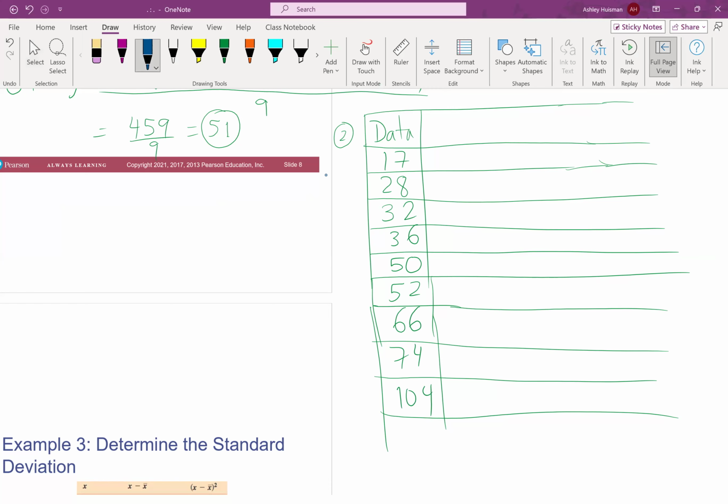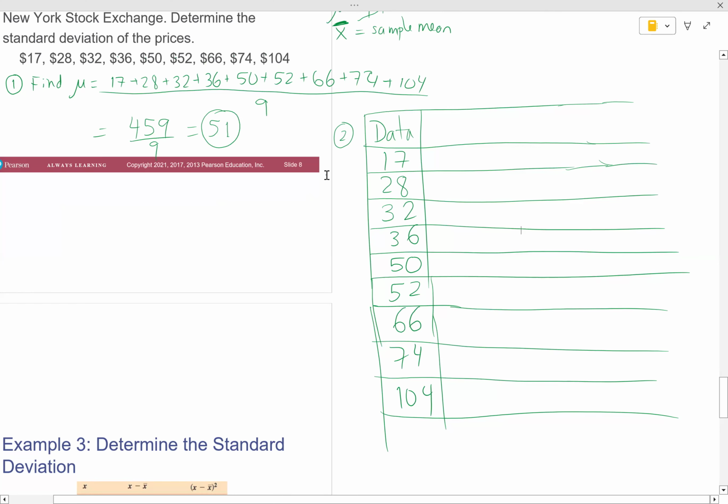Now I have to do a little bit of math, not too bad. The next column will be each of those data values to the left, subtract the mean. In this problem, my mean is 51. So I'm just literally going to take 51 away from each of these numbers. This will be 17 minus 51. And feel free to not even write that in your column.